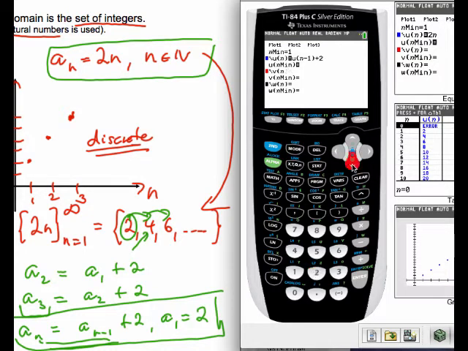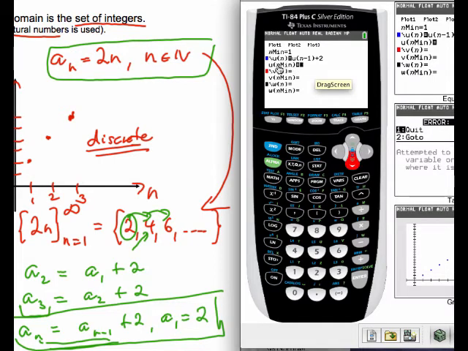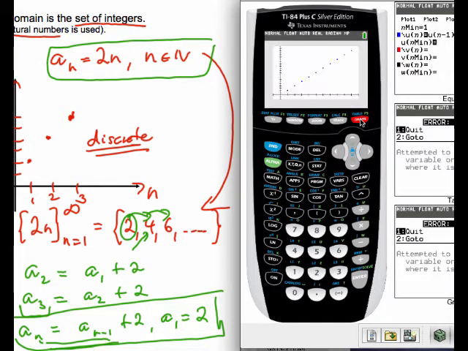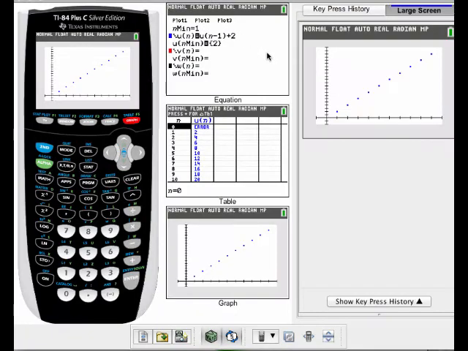Now, with a recursive formula, you have to specify the first term. So that's what this third line is for. You would only use this third line when you're doing a recursive formula. Our first term we know is 2. And if we graph, we see that our sequence is represented the same as it was when we did the sequence just in terms of n.